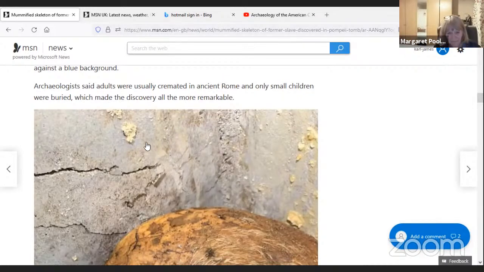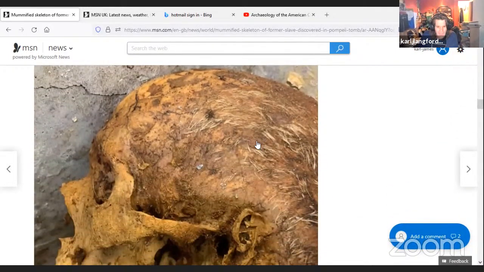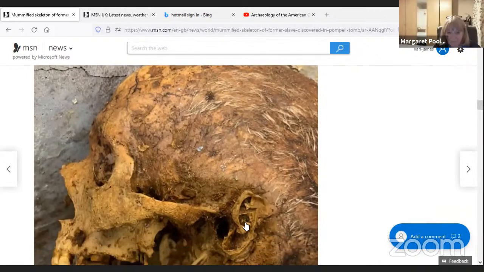It's saying that archaeologists said adults were usually cremated in ancient Rome and only small children were buried. Yes, which made the discovery all the more remarkable. And you can see the hair. Oh my God, look at that ear. Oh, you got more than I have.